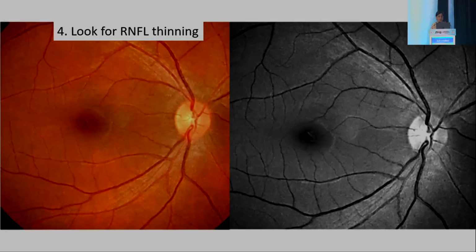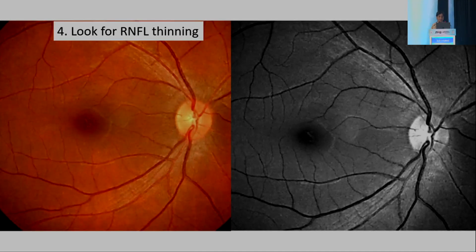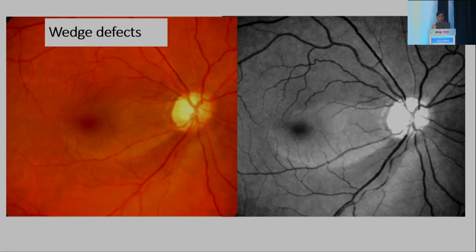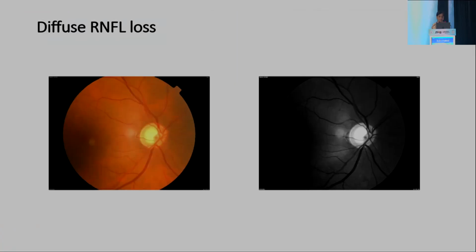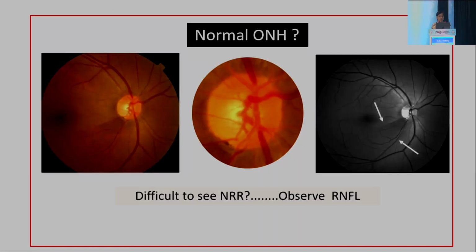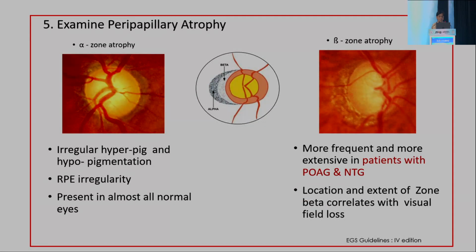So check for RNFL thinning. Here there are slit defects which can be normal, which may come and go, but these slit defects definitely need to be examined properly and documented. These are the wedge defects, superior and inferior pole, and diffuse RNFL loss, so you need to examine carefully. If you see a normal ONH and you cannot make out whether the NRR is there, there can be a wedge-shaped defect which needs investigation.